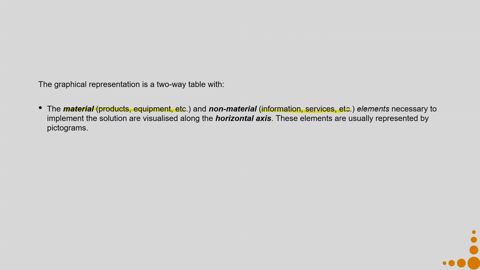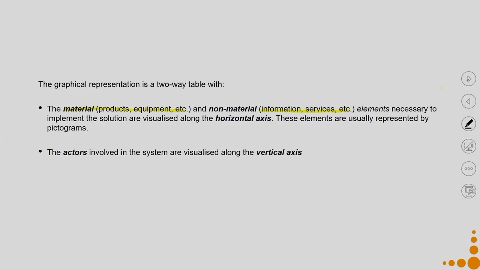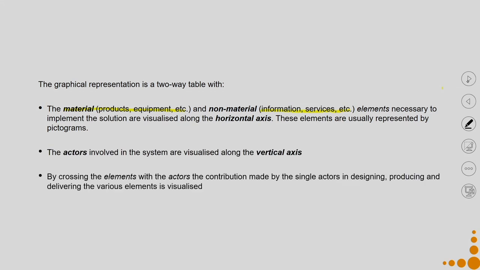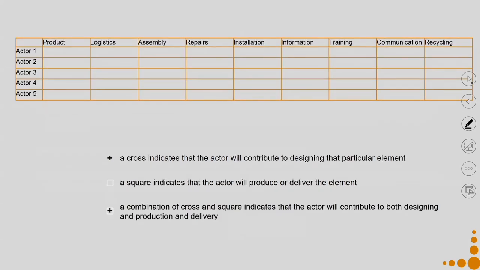These elements are usually represented by pictographs. Then you have the actors involved in the system and they are visualized on the vertical axis. By crossing the element and the actors, the contribution made by the single actors in designing, producing and delivering the various elements is visualized. So, let's see the visualization. This is how the visualization will look.